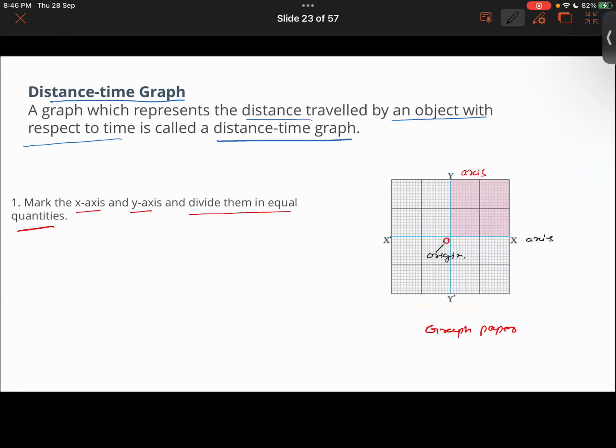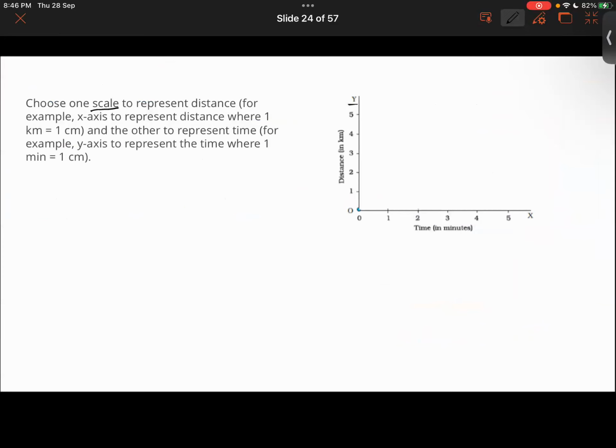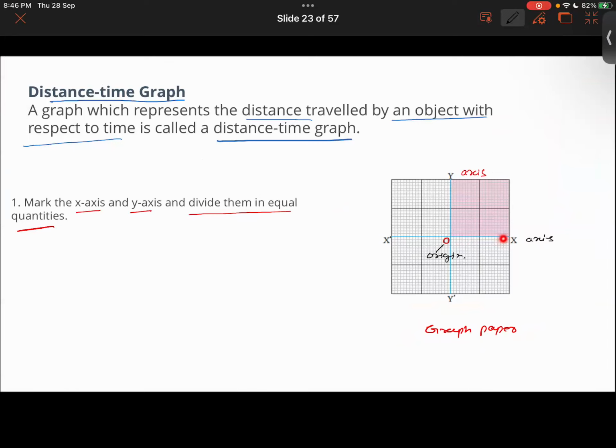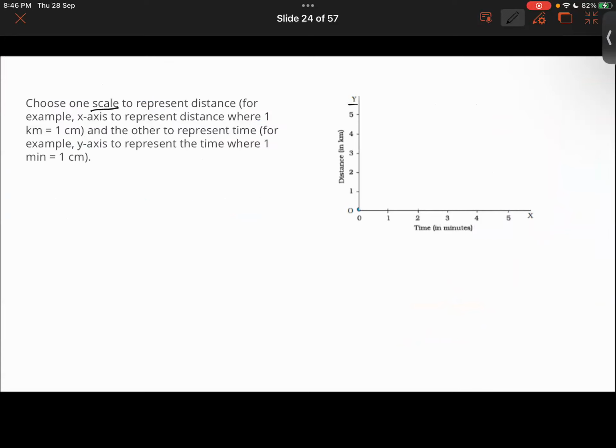So how do we take the scale? Scale is basically the length along the x-axis and the y-axis. Suppose the values are like this, for example. A vehicle is covering 4 kilometer distance in, let's say, 2 minutes. Let's suppose that right now. So I need to plot it using this graph.